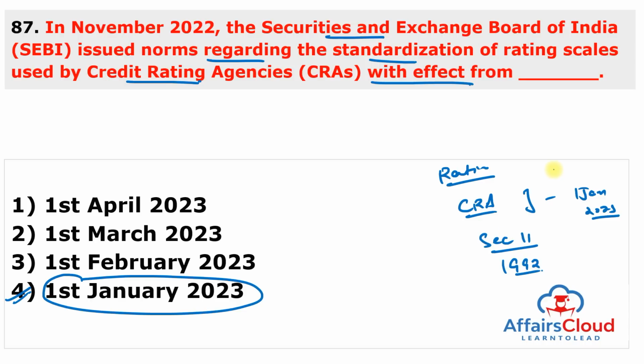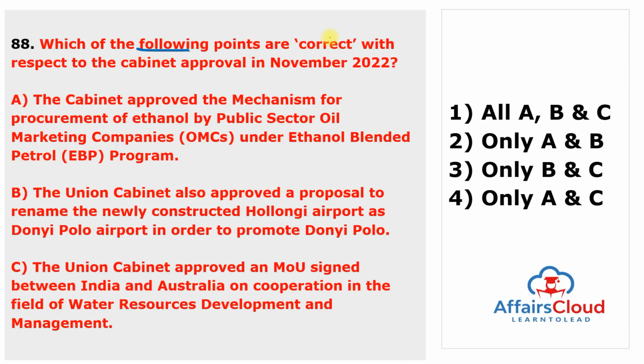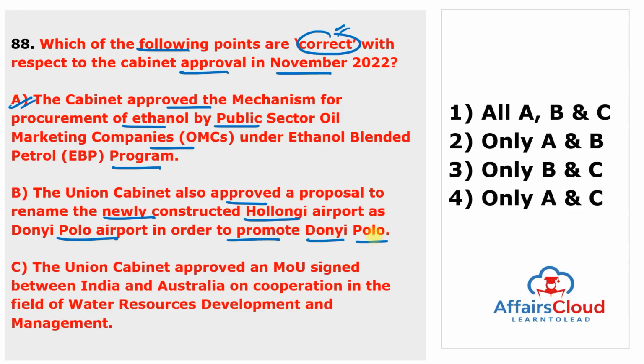Moving to the next question. Which of the following points are correct with respect to the cabinet approval in November 2022? Let's read out the statements and find the correct ones. First, the cabinet approved the mechanism for the procurement of ethanol by the public sector oil companies under the ethanol blended petrol program. This statement is correct. Next, the Union Cabinet also approved a proposal to rename the newly constructed Hollongi Airport as the Donyi Polo Airport in order to promote Donyi Polo. This statement is correct, and this is a very important statement.